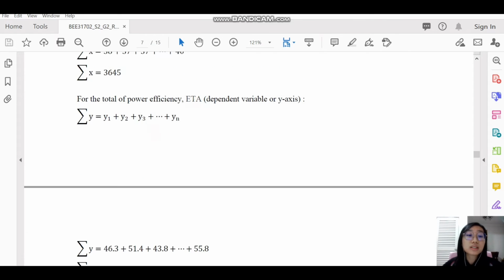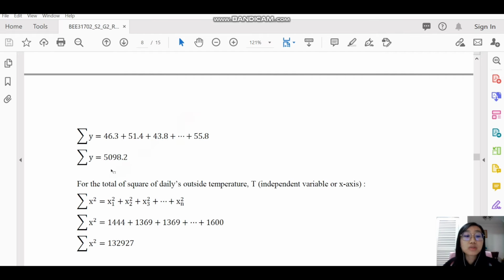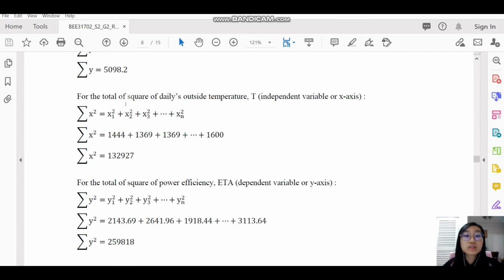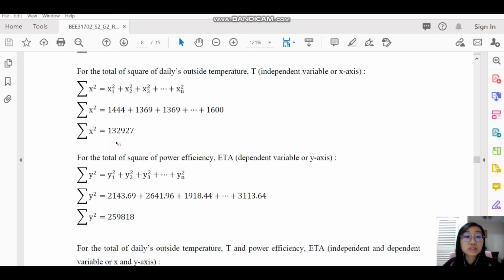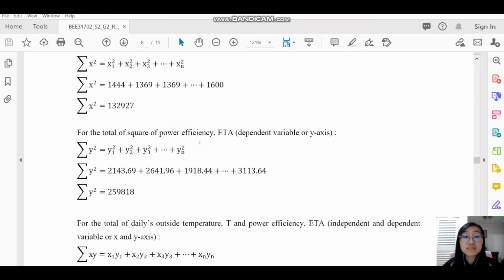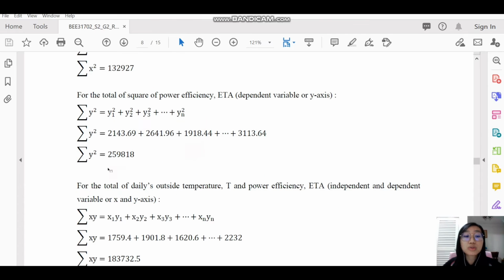Same goes for y. For the total y, the total of power efficiency, the EPA, we also use this formula, and we get that the total y is equal to 5098.2. Third, for the total of the square of daily outside temperature T, total x squared is equal to x1 squared plus x2 squared plus x3 squared until x101 squared, and we will get that the total x squared is equal to 132927. And for the total of the square of the power efficiency, we also use this formula, and we will get that the total y squared is equal to 259818.